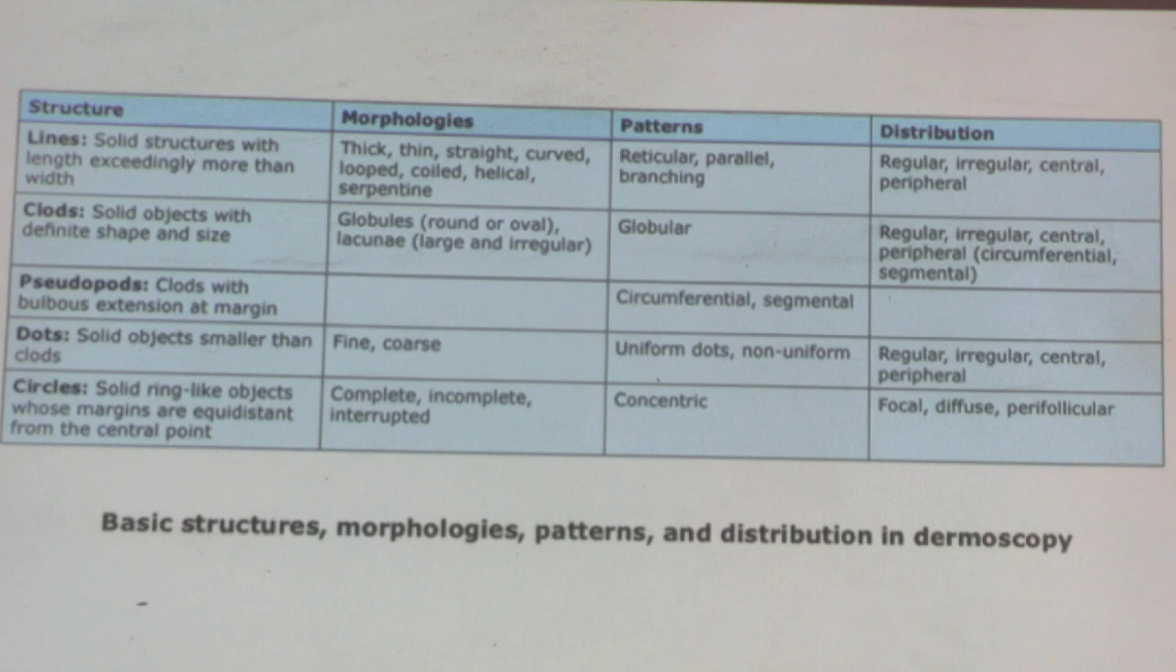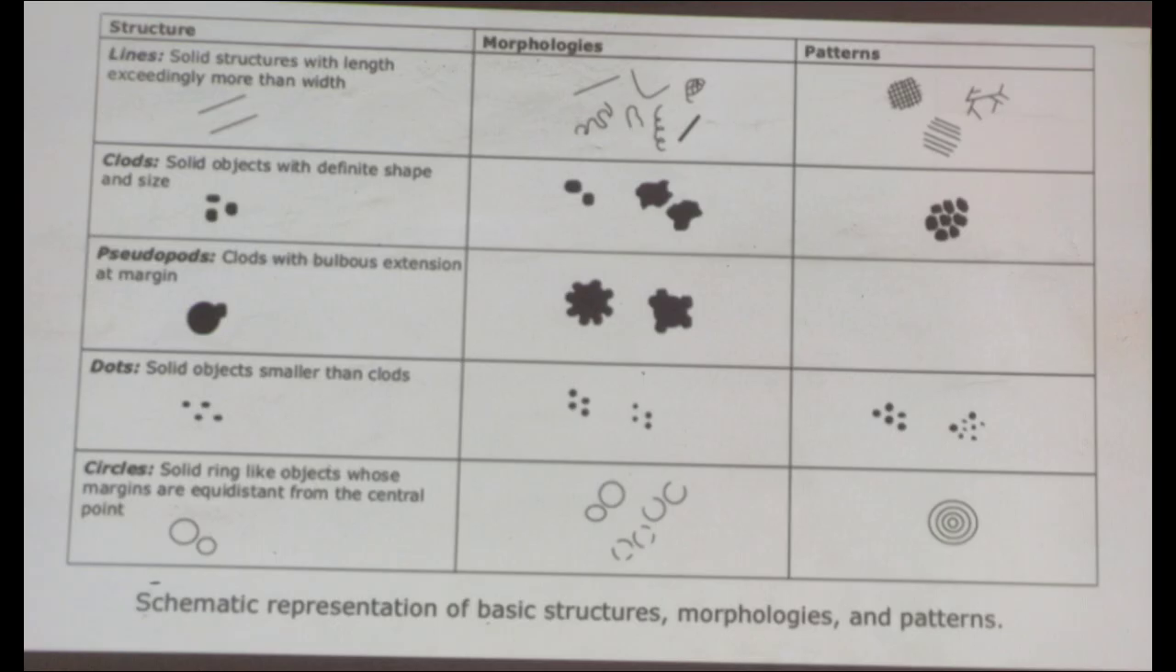Pseudopods are clods with bulbous extension at the margin. They may show circumferential or segmental pattern. Dots are solid objects which are smaller than clods. They may be fine or coarse in morphology and may show uniform or non-uniform patterns. And circles are solid ring-like objects whose margins are equidistant from the central point. They may show morphologies complete, incomplete, interrupted, and in pattern they may show concentric pattern. Next. So this is a box which shows the images describing lines, clods, pseudopods, dots and circles.